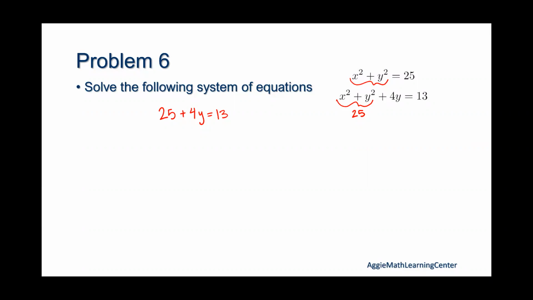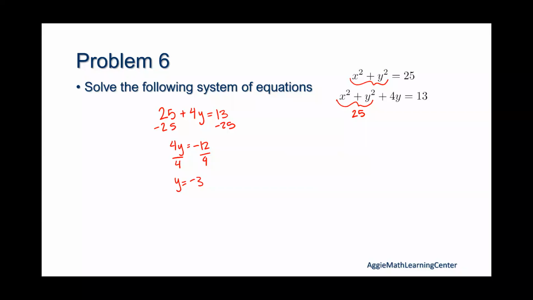But I think most of the time, because they don't want to make it wild. In this case, it's nice because we can just solve for y. So we'll subtract 25. So you have 4y equals negative 12. Then divide by 4. So now we know that y equals negative 3.